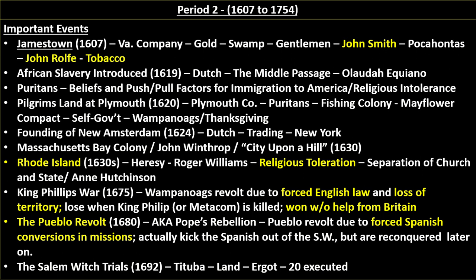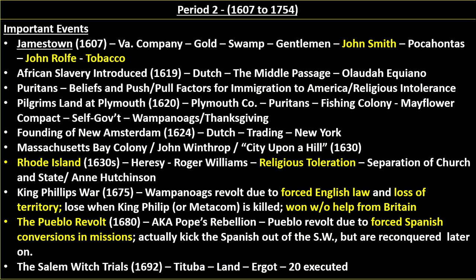If you do blend them together, you get a theocracy. So he was looked at as a heretic. He was actually banished from Massachusetts. So he founded his own colony called Rhode Island in the 1630s. And it became a refuge for heretics, for people who were looking for a place to worship. And so it was looked at as a place where religious toleration was advocated.